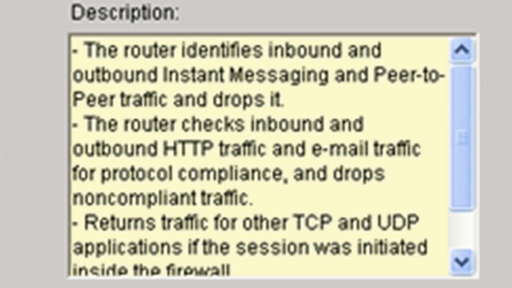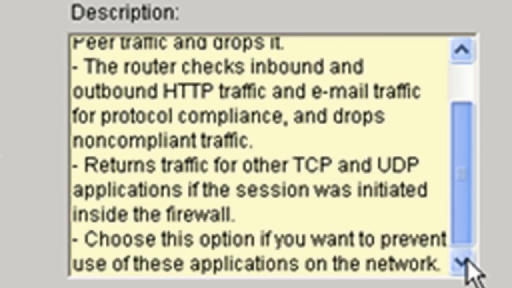High security is the one that was chosen by default, and you can see the router identifies inbound and outbound instant messaging and peer-to-peer traffic and drops it. The router is also going to check inbound and outbound HTTP traffic and email traffic for protocol compliance and drop it if it's not compliant. It returns traffic for other TCP and UDP applications if the session was initiated inside the firewall. And you'll notice we keep coming back to that concept. We don't want those conversations or sessions started from outside. Choose this option if you want to prevent use of these applications on the network.